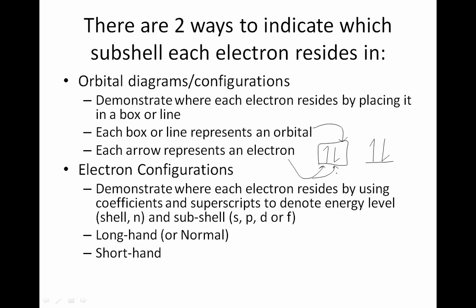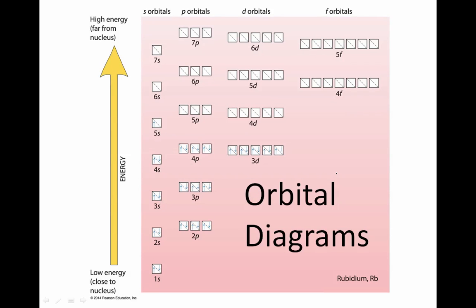And then electron configurations we'll cover next. They demonstrate where each electron resides by using coefficients and superscripts to denote energy level and subshell. And you can either write them in longhand or in shorthand. So let's first look at orbital diagrams.